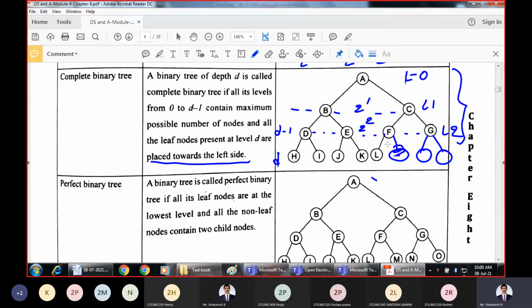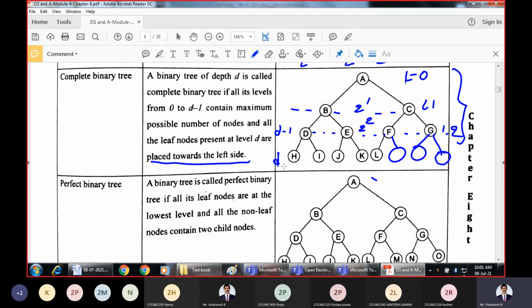Now if I remove this node, that is the right child of F, then it is not a complete binary tree. If I remove these two nodes, then this becomes a complete binary tree because the nodes are being filled from left to right. They are placed towards the left. Now if you extend this, this is a complete binary tree. This is also a complete binary tree. This is also a complete binary tree.